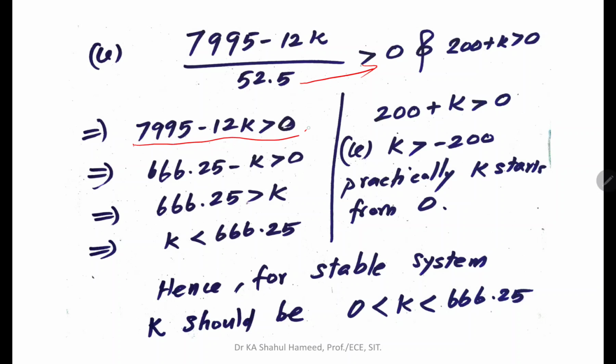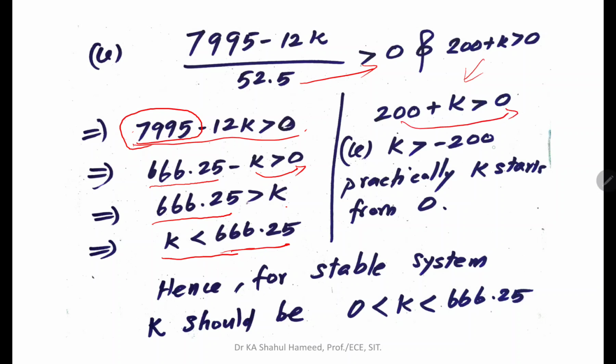Now I'm dividing the entire equation by 12. When I divide 7995 by 12, I get 666.25 minus k is greater than 0. I am moving k to the right hand side, so minus k becomes plus. So 666.25 is greater than k, hence k is less than 666.25. Similarly, I am solving the second equation. Here 200 plus k should be greater than 0. When I move 200 to the right hand side, I get k is greater than minus 200.